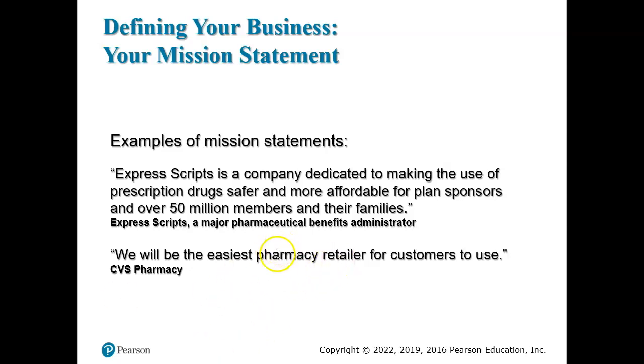So here's some examples of mission statements. There's the company called Express Scripts. It's a major pharmaceutical benefits administrator.